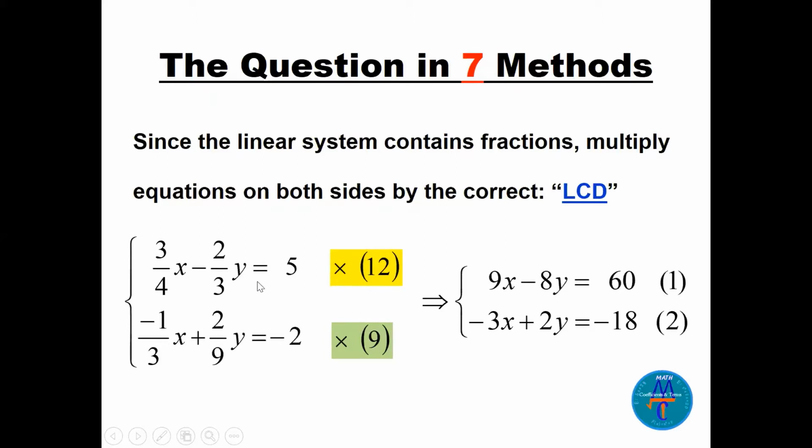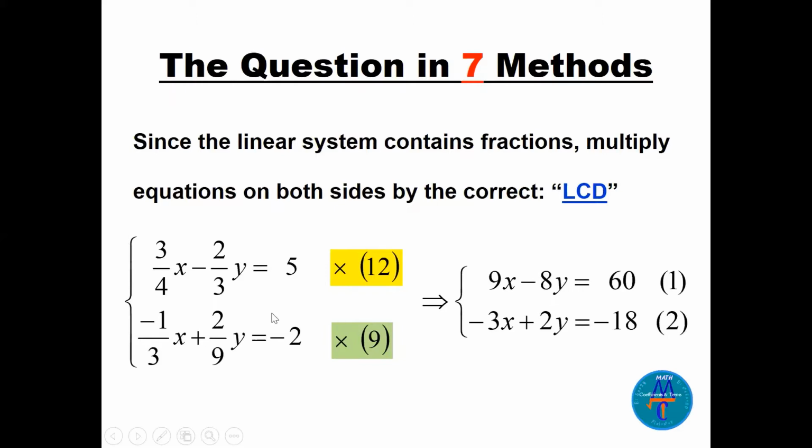So multiply both sides by 12. Remember, don't forget to multiply the 5. So 5 times 12 will be 60 on this side. 12 times 3 over 4 will be 9x. 12 times 2 over 3 y will be minus 8y is equal to 60. This is equation number 1 now. You can see there is no fraction.